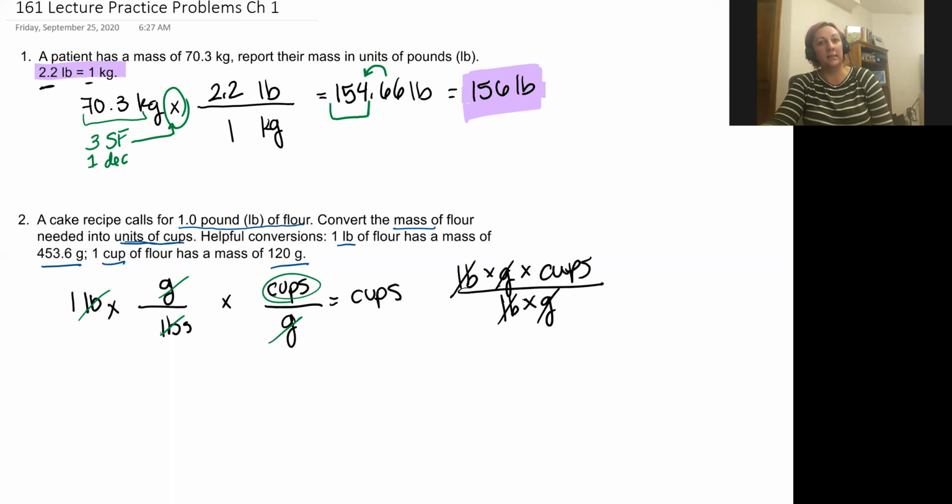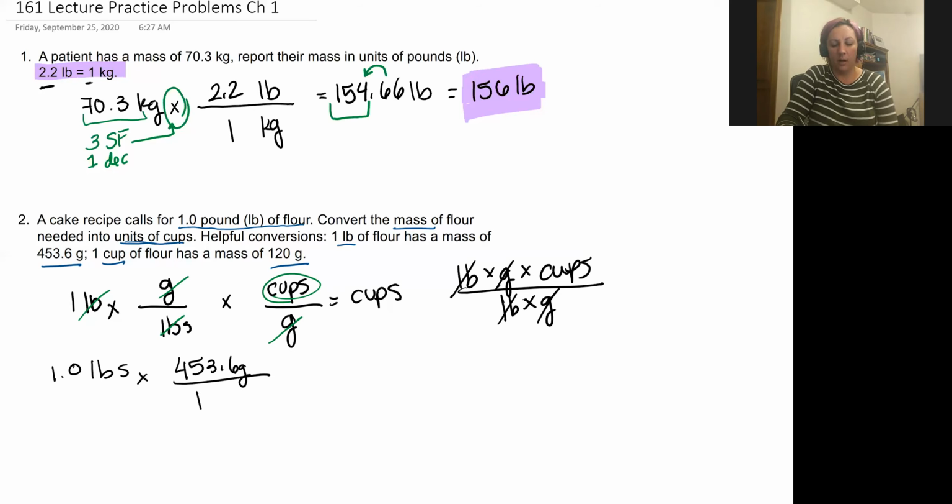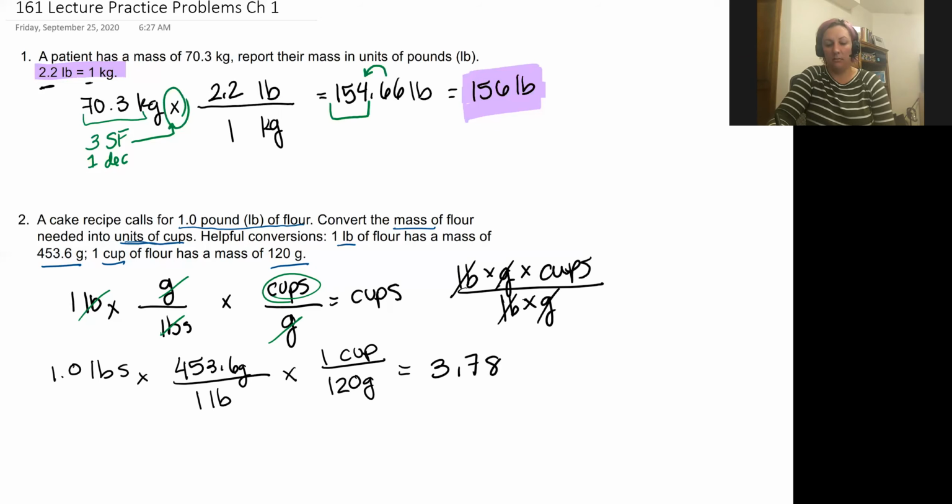All right, so now I can just plug in some values and some numbers. So I have 1.0 pounds. I'm going to multiply that by my grams to pounds conversion factor. So that's 453.6 grams comprise 1 pound. And I have 1 cup in every 120 grams. So if I plug this all into my calculator, I'm going to get a value that's 3.78 cups. I'm going to look at my significant figures now before I finish.